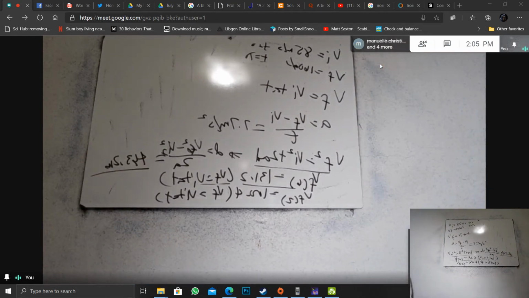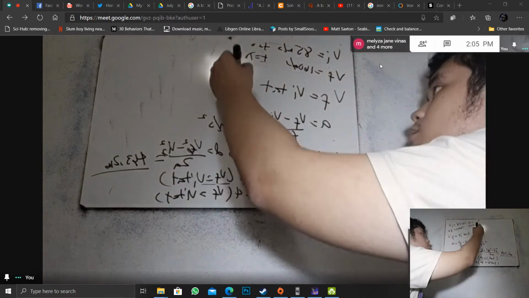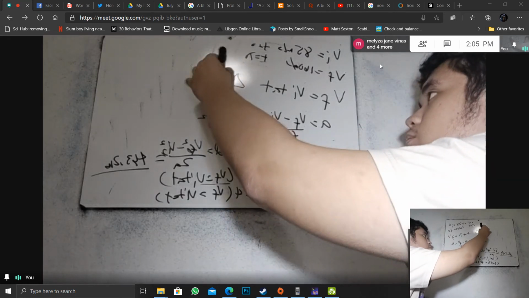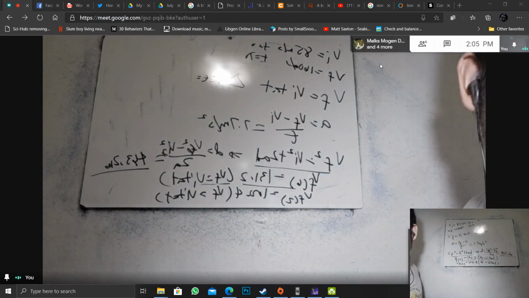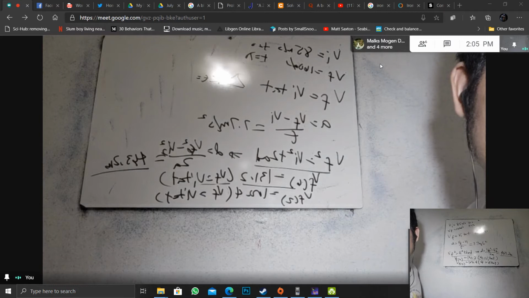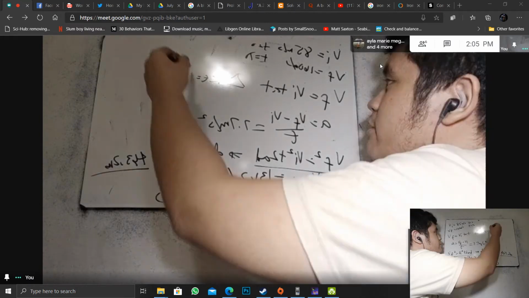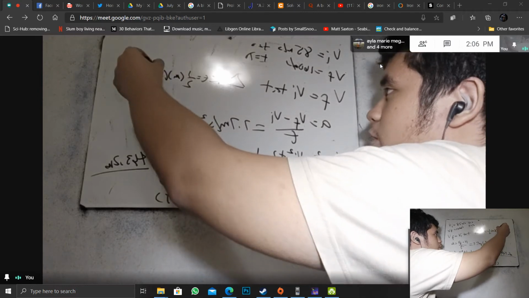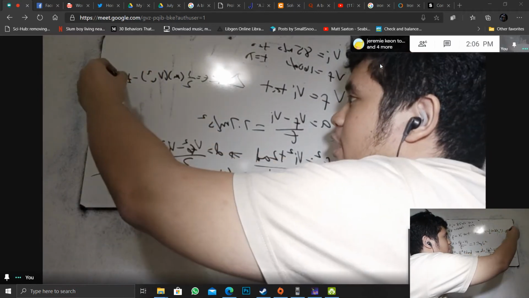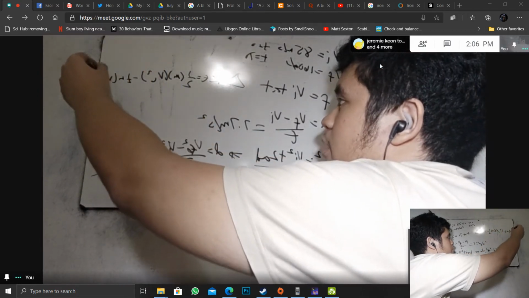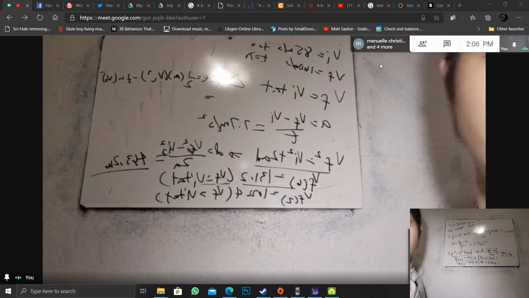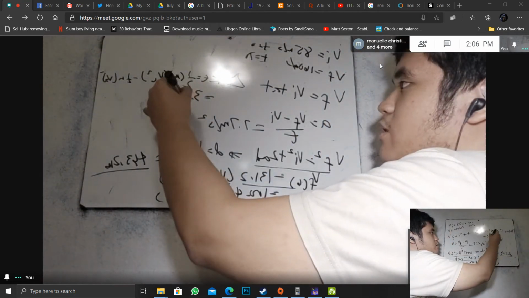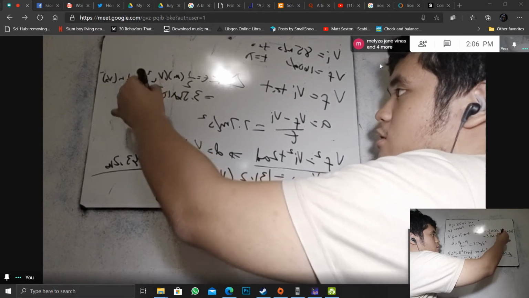Next, letter C. How much kinetic energy did it gain over the interval? 1/2 mv squared minus 1/2 mv squared, di ba? So, 1/2 times m times v at 6 squared minus 1/2 m times v at 2 squared. We will get 3.56 times 10 to the 7th joules. No? Yung makukuha ko. Okay?